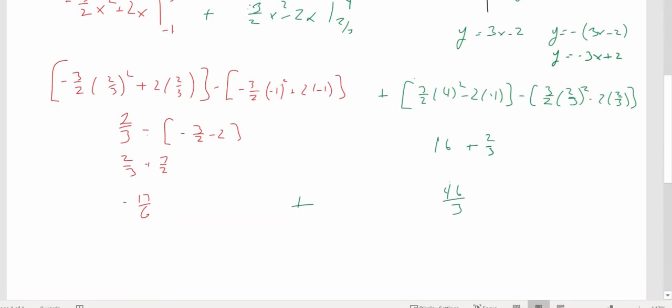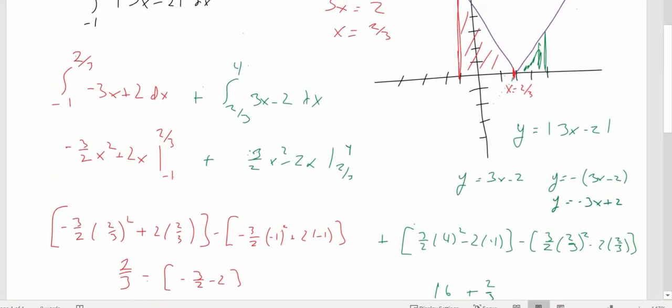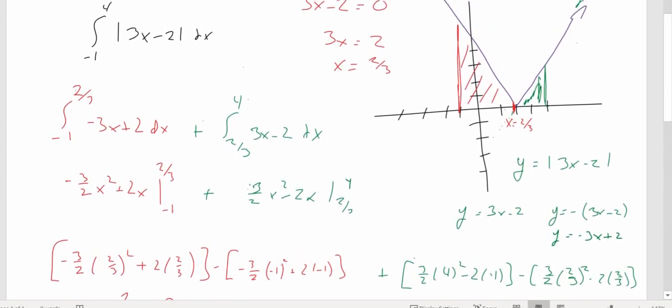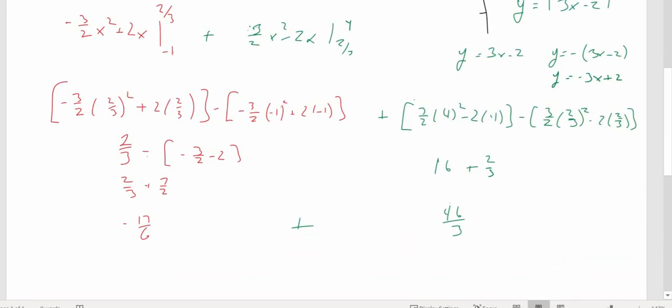And let's see. Wait a minute, something is not right. Okay, here's what I know. I'm thinking I might have messed something up. Because this area here that I have in red shouldn't be negative. That should have been a positive 17/6, but let me double check.